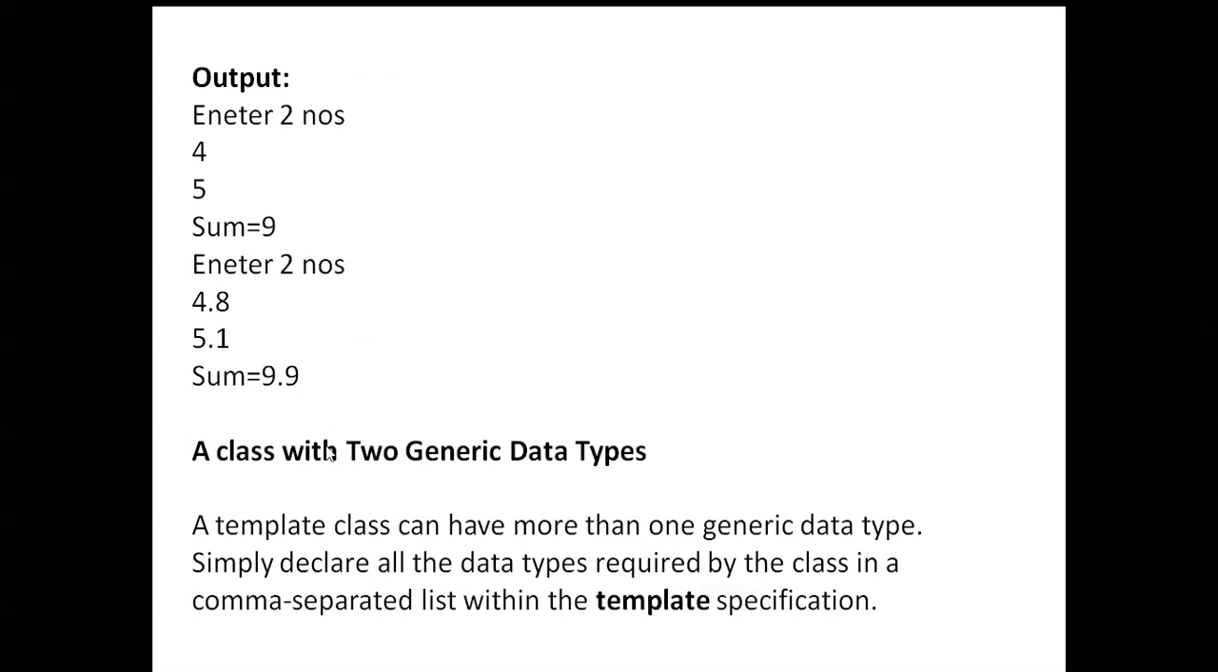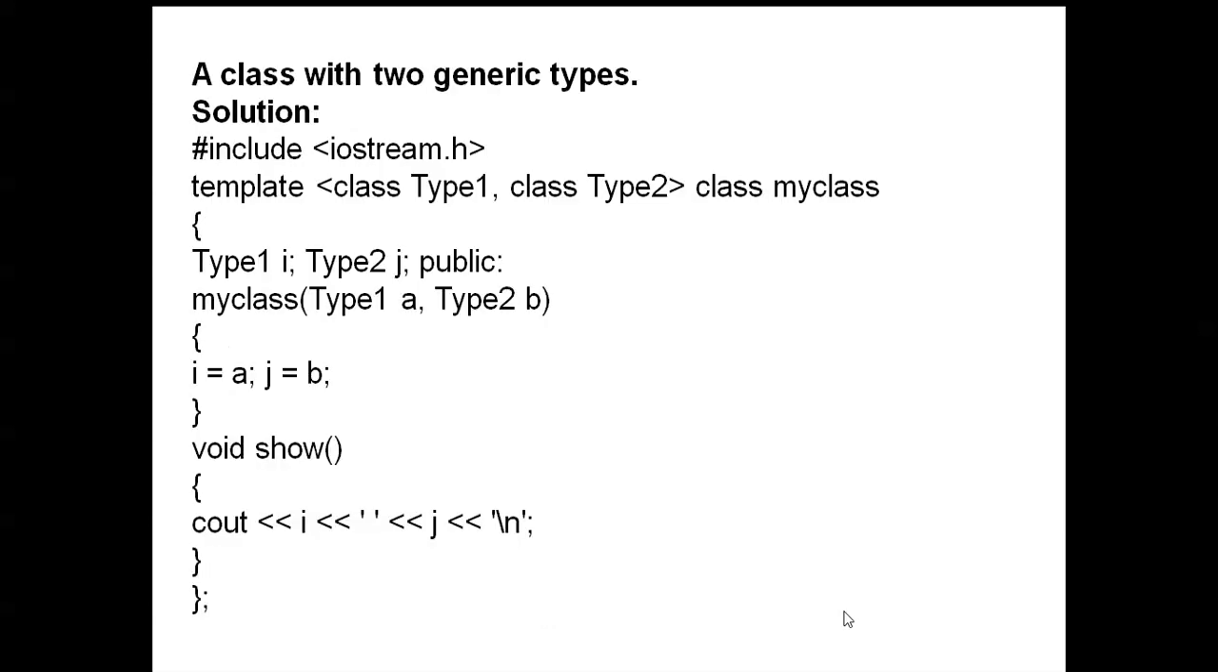A class with two generic data types, you can see here. A template class can have more than one generic data type. Simply declare all the data types required by the class in a comma separated list within a template specification. You can see two generic class types here.